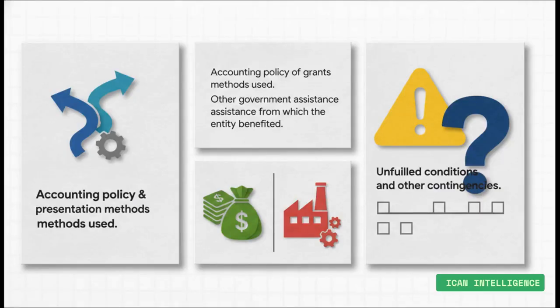You have to state your accounting policy. Did you use the deferred income method or the deduction method? You have to disclose the nature and the amounts of grants you've recognized. And this last one is so important for users. You must disclose any unfulfilled conditions. This tells the reader that there's a risk this grant might have to be paid back in the future.